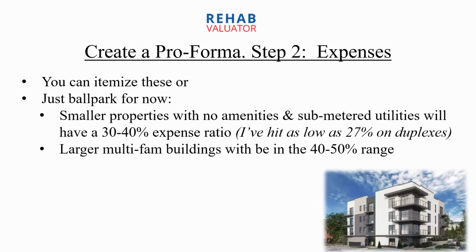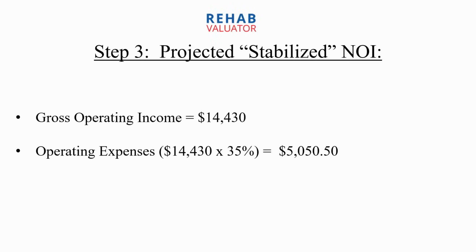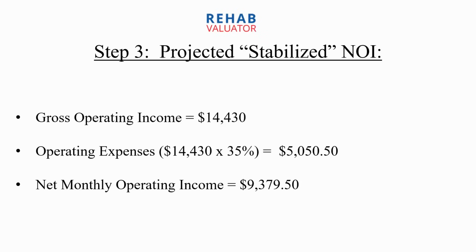Smaller properties like this one. This is a 10-unit building, very few common areas. All the utilities are individually metered. You should be somewhere between 30-35%. So we're going to use a 35% operating expense ratio, which means our monthly operating expenses are going to be $5,050. So when we subtract that from our gross operating income, that results in a net monthly operating income, or NOI, of $9,379. So if you have your calculator out, you should be doing this math with me.